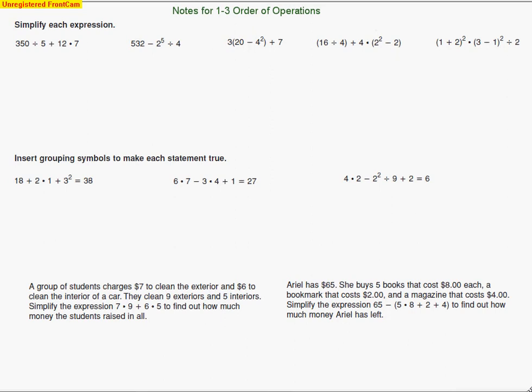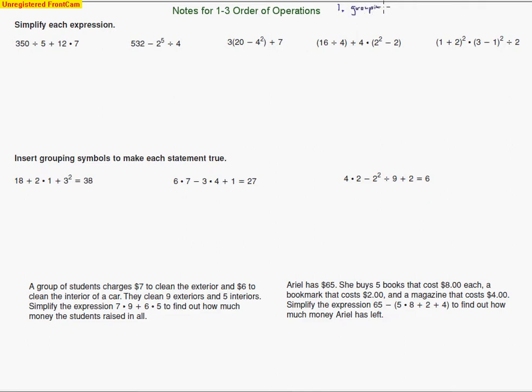Today we are going to use order of operations to help us simplify some expressions. And so let's take a look at what order of operations is. Well, the first set of operations that we need to do is anything within grouping symbols. So we're always going to take care of grouping symbols first.